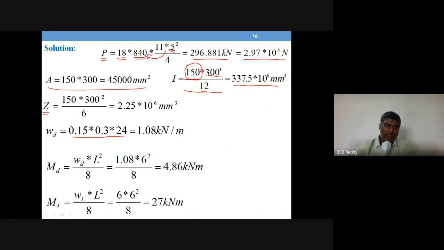Z means I by Y. Y is nothing but, say, this is the cross section. So location of CG at center, because it is a rectangle, is 150.